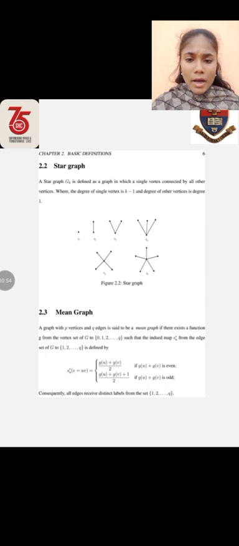Mean graph. A graph with p vertices and q edges is said to be a mean graph if there exists a function f from the vertex set of G to 0, 1, 2, 3, etc., q such that the induced map f star from the edge set of G to 1 to q is defined by f star of uv equal to f of u plus f of v divided by 2 if f of u plus f of v is even, and f of u plus f of v plus 1 divided by 2 if f of u plus f of v is odd. Consequently, all edges receive distinct labels from the set 1, 2, 3, etc., q.